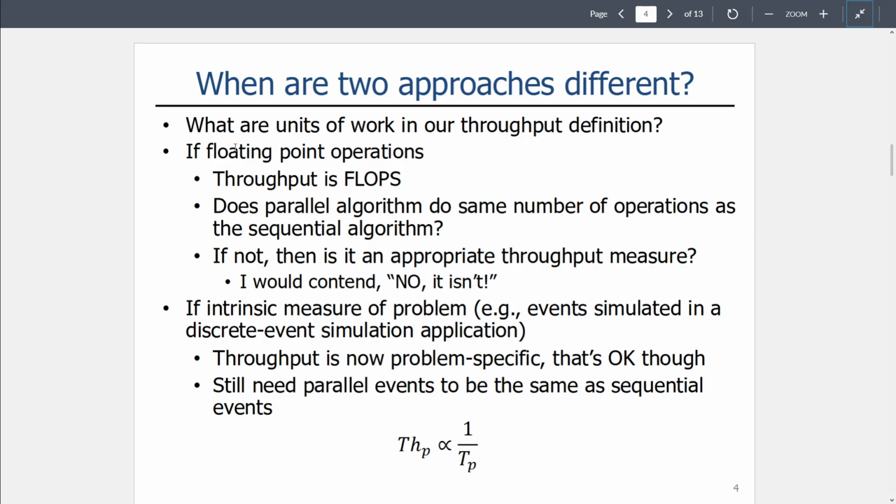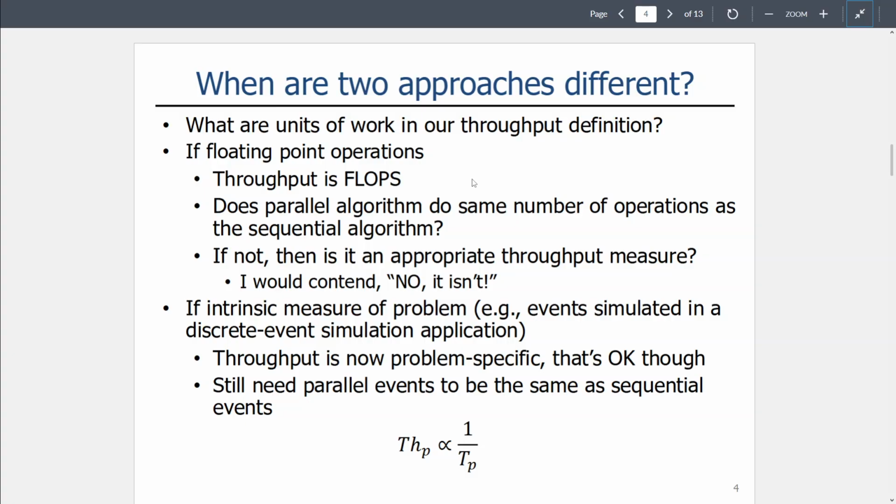Oh yeah, I already kind of talked about some of this stuff. So what does it mean for a unit of work to be throughput? Flops is one potential thing that we can use. We have to be a little bit careful though. Does the parallel algorithm use the same number of operations as the sequential algorithm? We actually talked about this a little bit earlier today.